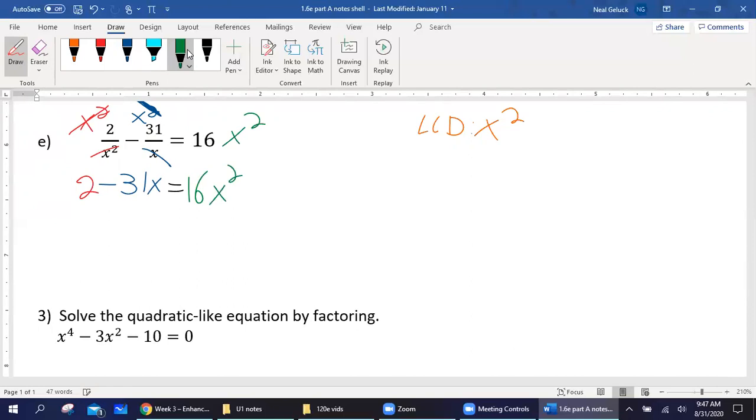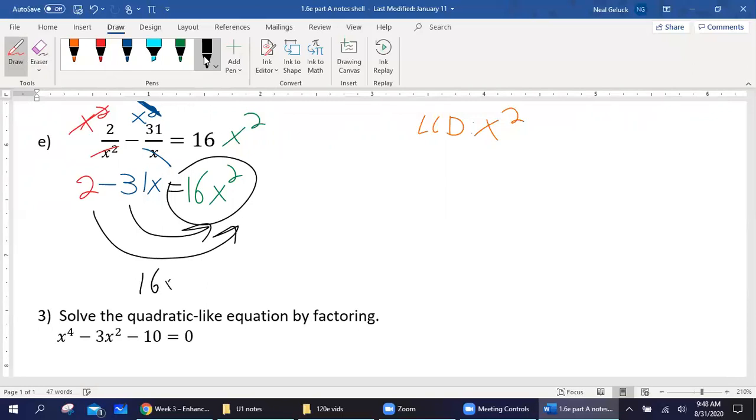All right, this is shaping up to be a quadratic. I'm going to move everything over to the right side, simply because I like my squared term to be positive. So my quadratic is going to be 16x squared plus 31x minus 2 is 0.